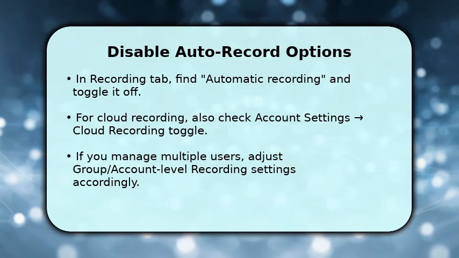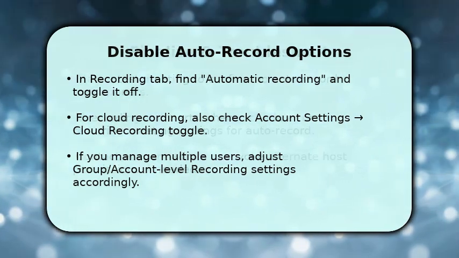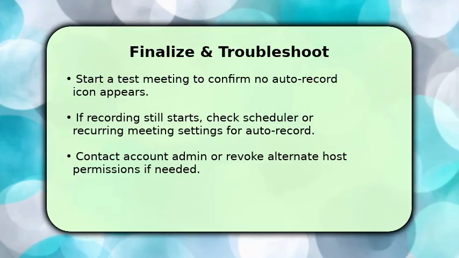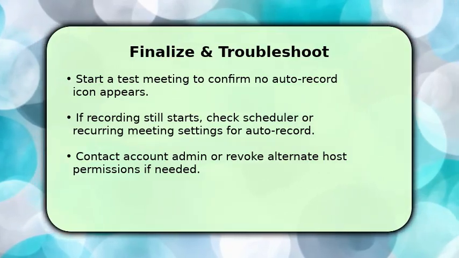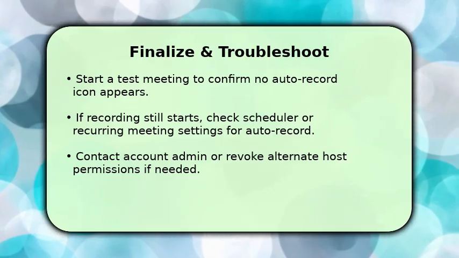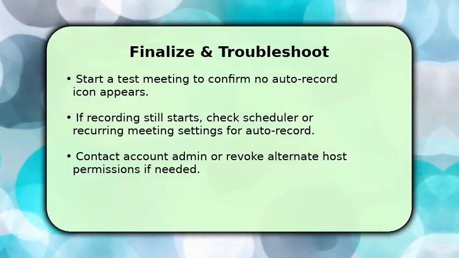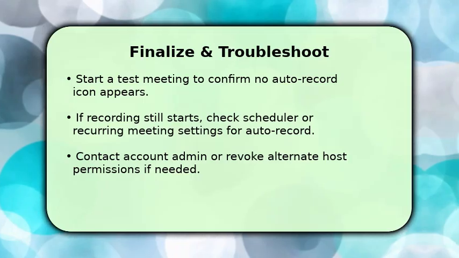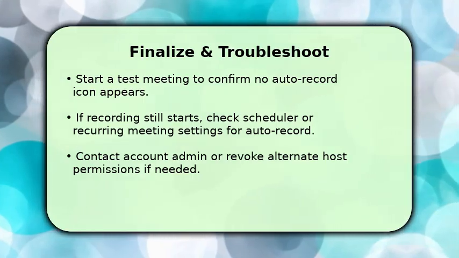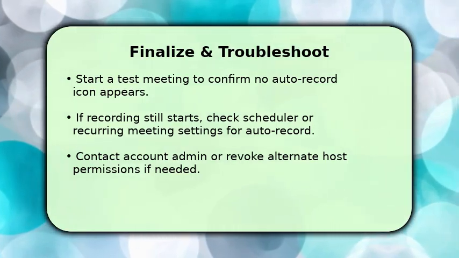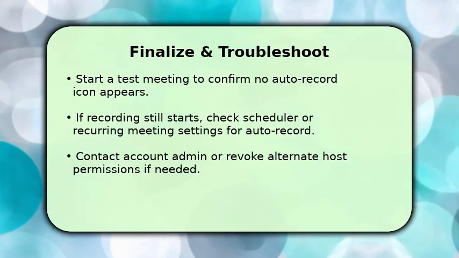Finish by running a quick test meeting to confirm automatic recording no longer starts. Start the meeting as host and watch for the record indicator. If Zoom still auto-records, inspect the specific meeting scheduler settings. Recurring meetings can retain old auto-record flags, or verify that an alternate host or approved user doesn't have recording privileges.